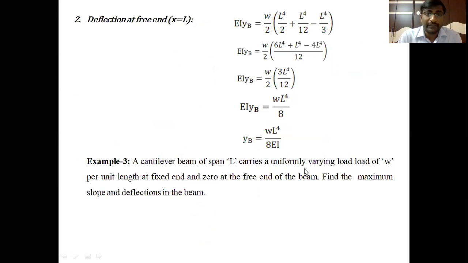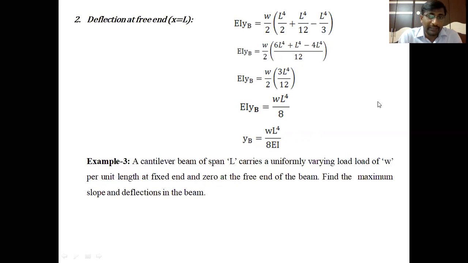Here I have written L power 4 by 2, plus L power 4 by 12, minus L power 4 by 3. So the LCM for this is 12. So it becomes 6L power 4 plus L power 4 minus 4L power 4. So 6 plus 1 is 7, 7L power 4 minus 4L power 4 gives 3L power 4. So 3L power 4 by 12. W by 2 into 3L power 4 by 12. Otherwise, 3 fours are 12, 4 into 2 is 8. So WL power 4 by 8. Finally, we will get the deflection at the free end, YB equal to WL power 4 by 8 EI.